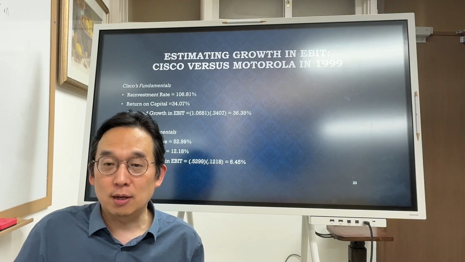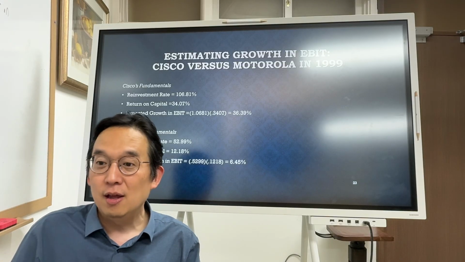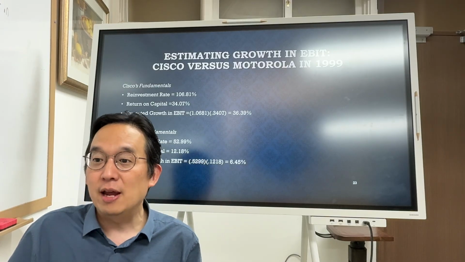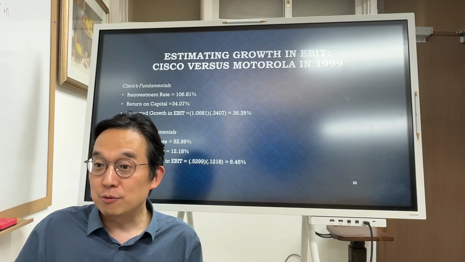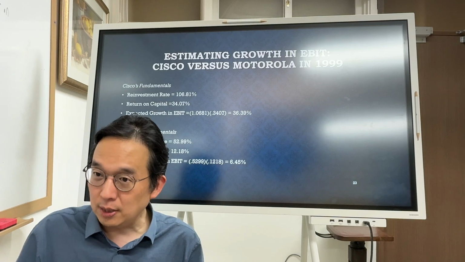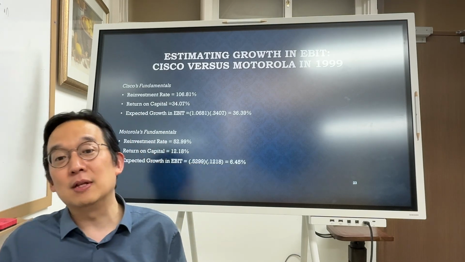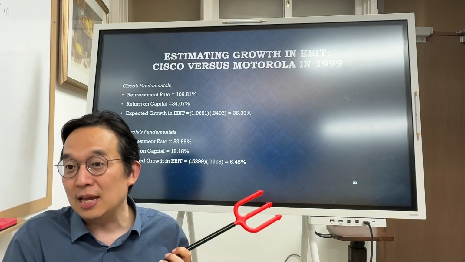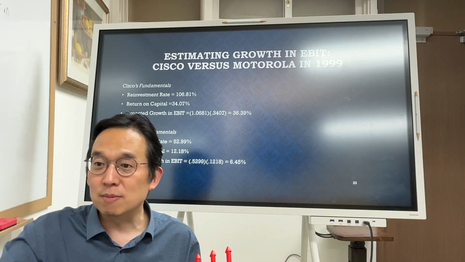What about Motorola? It was more like an existing company, brick and mortar kind of. The reinvestment rate was a lot lower, about half of it, 53%, and ROC was also less than half of Cisco's, 12%. So the analyst expectation about the growth rate of this company turned out to be about 6%, given that they were basing their judgment on these fundamentals, ROC and the reinvestment rate based on their history. So the valuation was much lower.